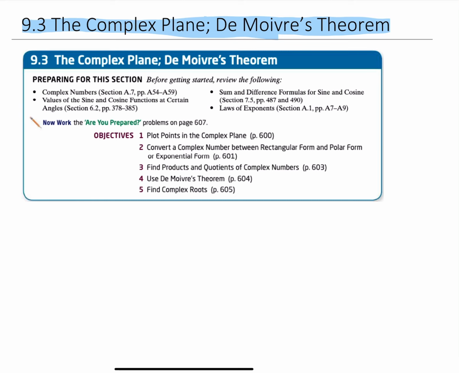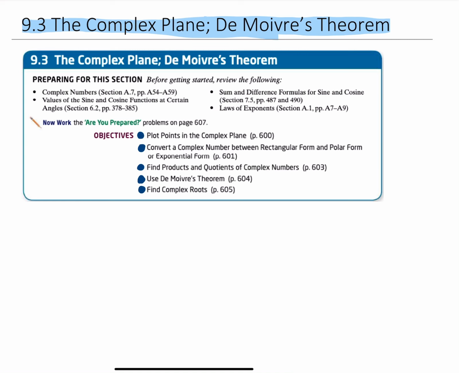So we'll start with just plotting points in the complex plane, looking at what a complex number would look like. Then we'll be converting between rectangular and polar form and exponential form. Then we'll find products and quotients of complex numbers, so we'll work with the multiplication and division of those. That leads us to DeMoivre's theorem, and we'll finish by looking at finding complex roots using the polar and exponential forms.